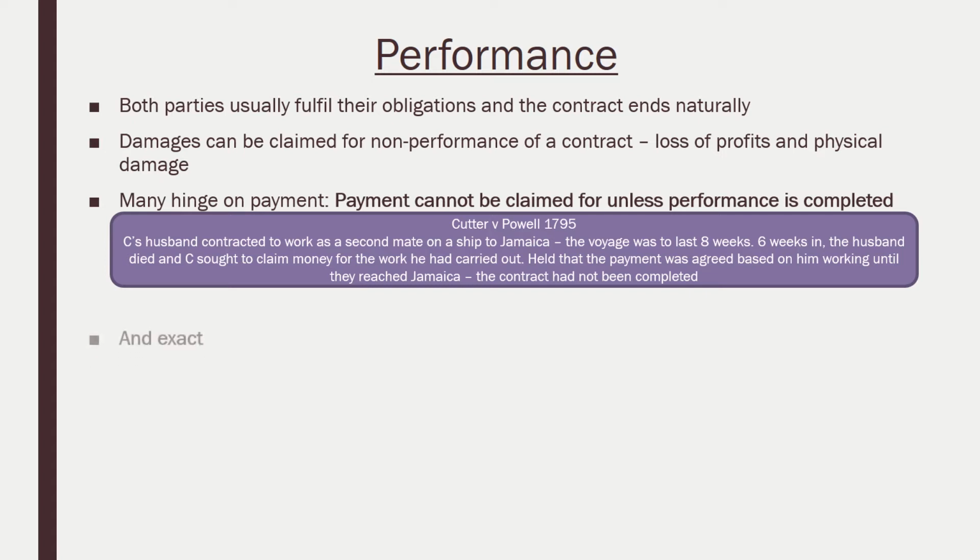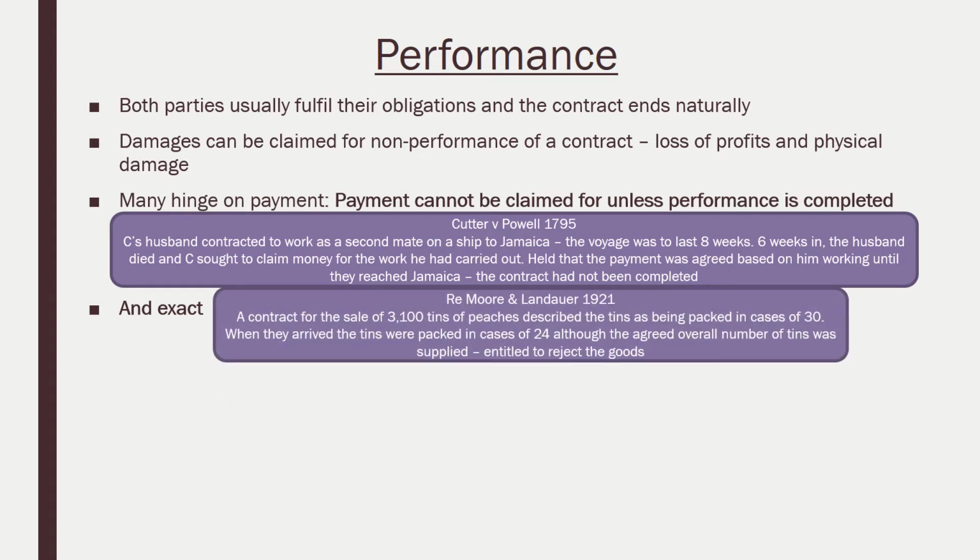The other point to make is that their performance must be what they're contractually obligated to do. So it must be exact, as specified under the terms. And you've got another key case here, Moore and Landauer. So a contract for the sale of 3,100 tins of peaches described the tins as being packed in cases of 30. But when they arrived, they were actually packed in cases of 24.